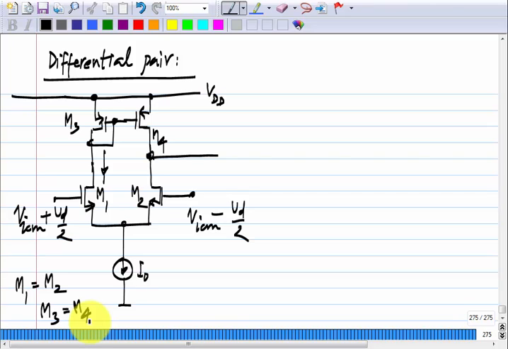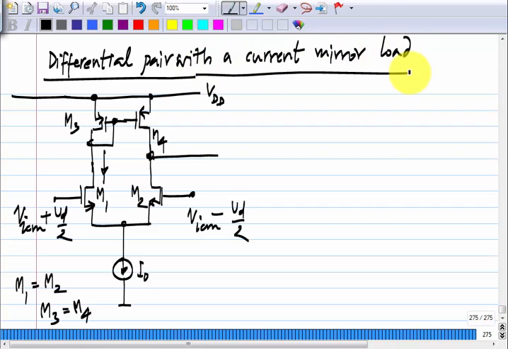Now, this cell is very popular. In fact, almost any op amp that you open up and see, the first stage will be like this. It may be with MOS transistors, it may be with bipolar transistors, it may have some more embellishments, but this is what it will be. M1 and M2 form a differential pair, M3 and M4 form a current mirror. So, this is a differential pair with a current mirror load.